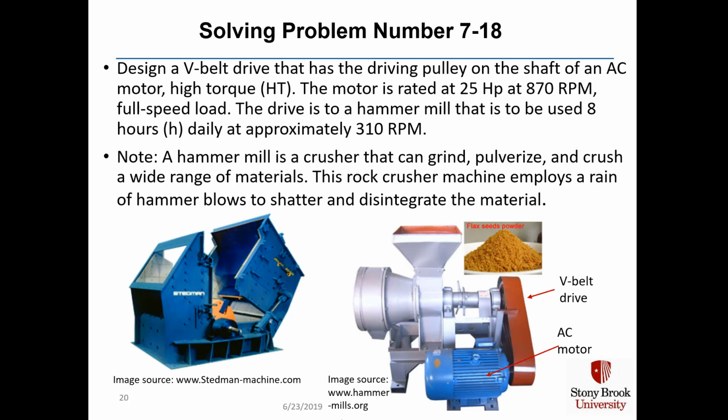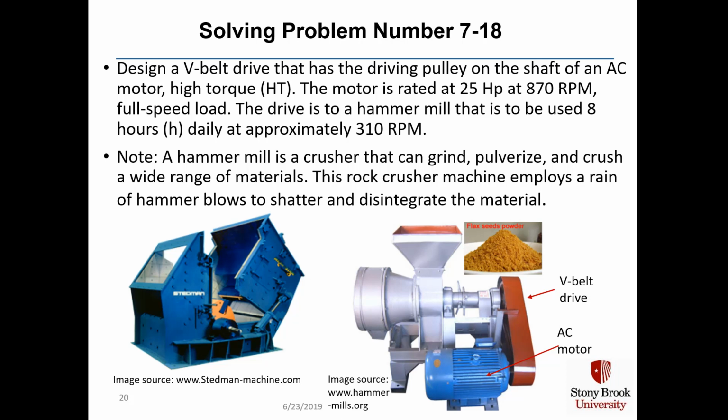Here's an example of how to specify a belt. We're going to solve problem number 7-18 in our textbook. We're going to design a V-belt drive that has the driving pulley on the shaft of an AC motor, which has high torque. The motor is rated at 25 horsepower at 870 RPM, and the drive is to a hammer mill that's to be used 8 hours a day at 310 RPM approximately.